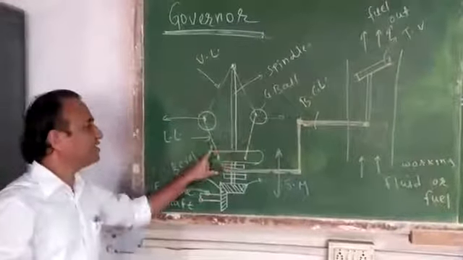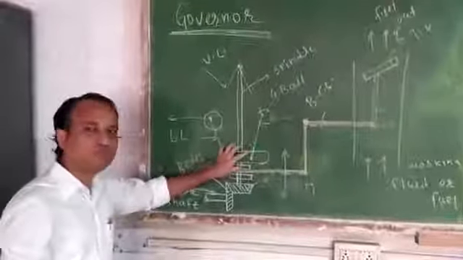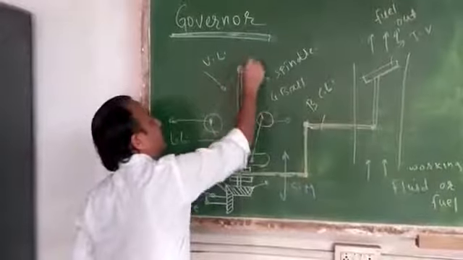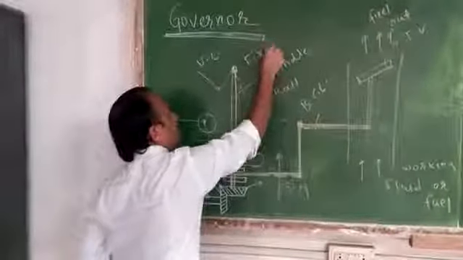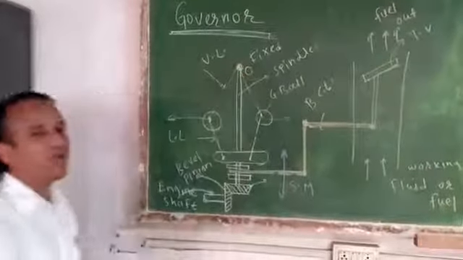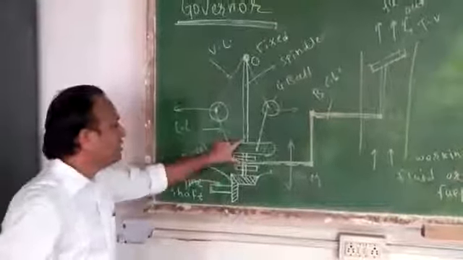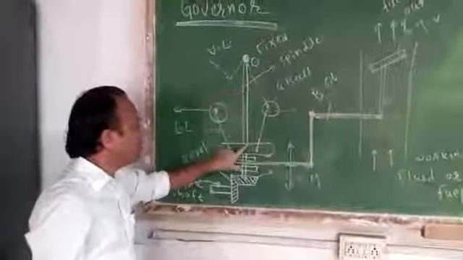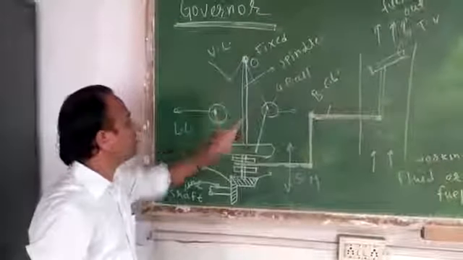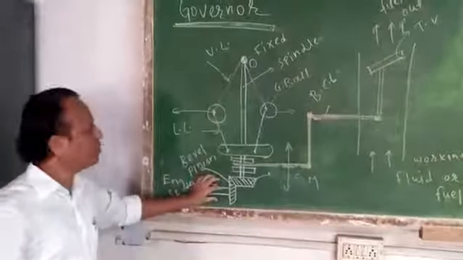These two lower links are connected to the sleeve. The two upper links are fixed to a fixed point, or fulcrum point. Link O is the fixed or fulcrum point. Now see, the spindle or governor shaft is connected to the engine shaft.